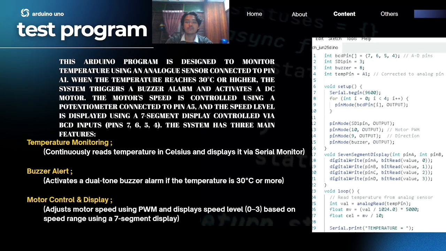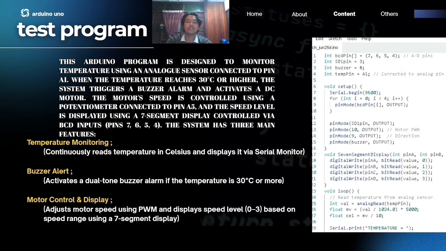So basically, this Arduino program is designed to monitor temperature using an analog sensor connected to pin A1. When the temperature is 30 degrees Celsius or higher, the system triggers a buzzer alarm and activates a DC motor. Then the motor speed is controlled using a potentiometer connected to A5, and the speed level is displayed using a 7-segment display controlled via BCD inputs, which are pins 7, 6, 5 and 4.